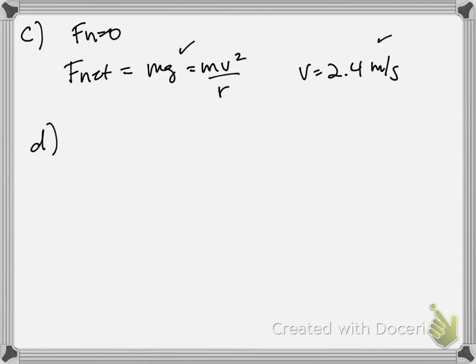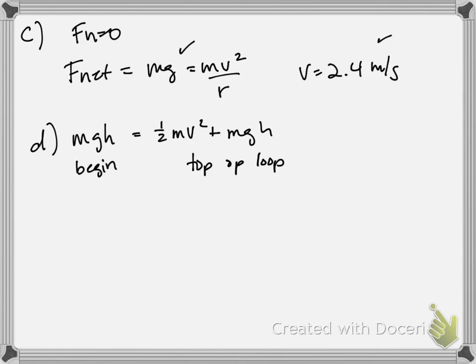Finally, we know that in the original setup, the ramp is 2 meters high on the left. But this question is, what's the minimum height that we need at the beginning to make it through the loop? So if you're designing a roller coaster, how high does that first hill have to be? So we have another mgh equals 1/2 mv squared plus mgh. So here's my beginning of the problem. Here is my top of the loop. That gives us an initial height of 1/2 mv squared plus mgh over mg.